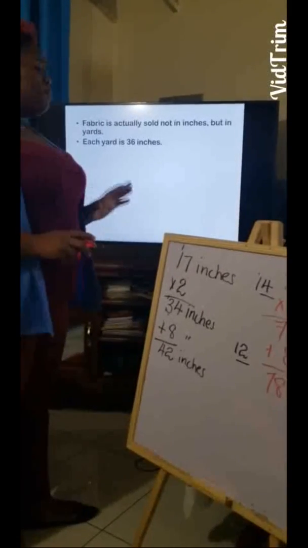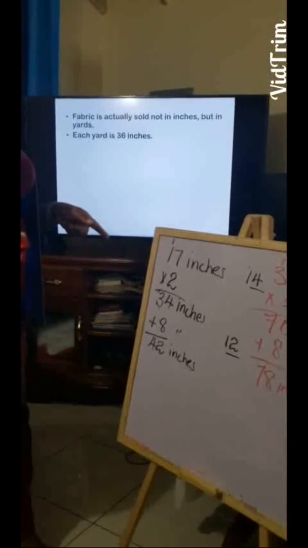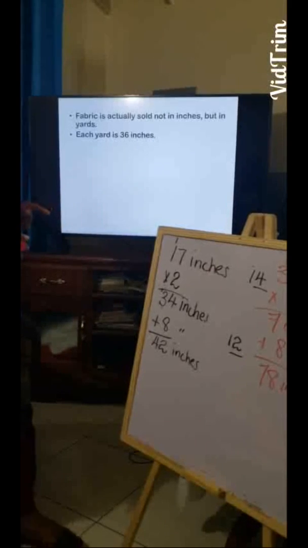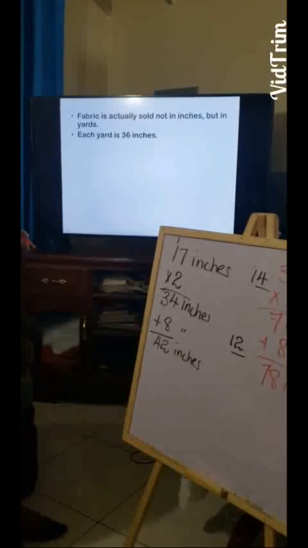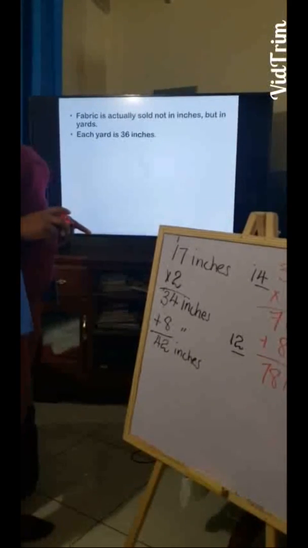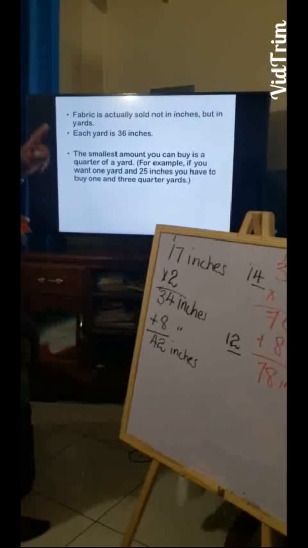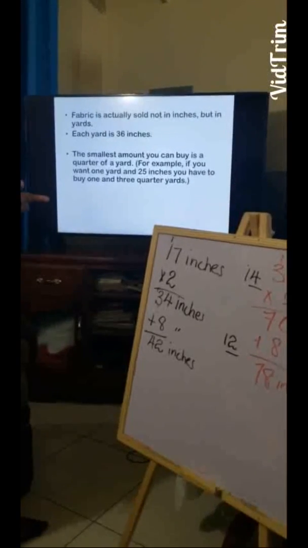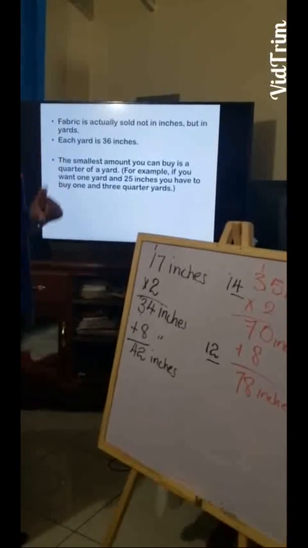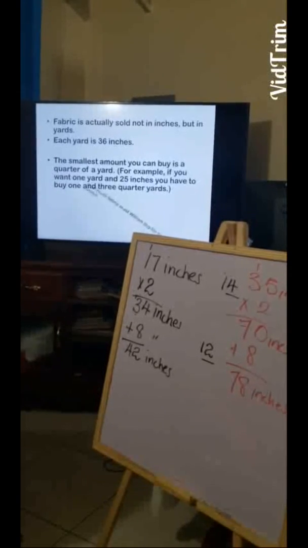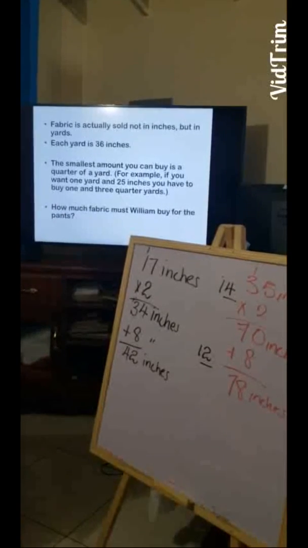Fabric is sold not in inches, but in yards. Did you know that? Yes. Each yard is equivalent to 36 inches. The smallest amount you can buy is a quarter of a yard. For example, if you want 1 yard and 25 inches, you have to buy 1¾ yards. How much fabric must William buy for his pants?